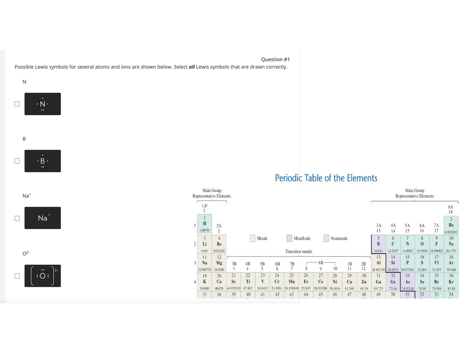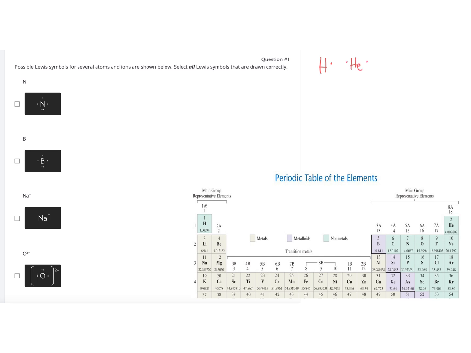For question 1, we're given the following Lewis structures and then asked to select the ones that are drawn correctly. A Lewis structure represents the valence electrons for an element. Hydrogen, for example, being the first element, only has one electron, so its Lewis structure would look like that. Helium has 2 electrons, so it would look like that.